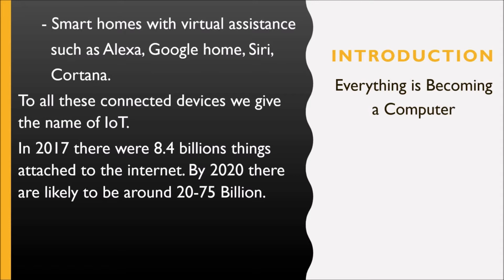And all these connected devices, we give them a name: IoT, or Internet of Things. But this is not in the book, what I'm going to mention, which is Cisco actually gives another name for this, the Internet of Everything, since everything in the future is expected to be connected in one way or another to the Internet. In 2017, there were 8.4 billion things attached to the Internet. By 2020, it's expected to be around 20 to 75 billion. So as you see, the number is increasing exponentially.